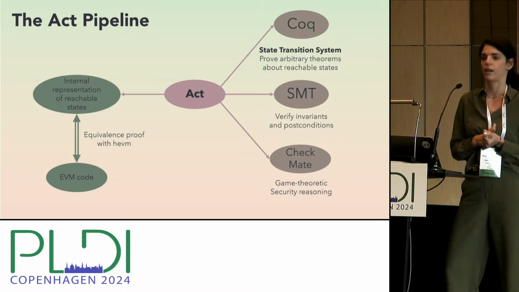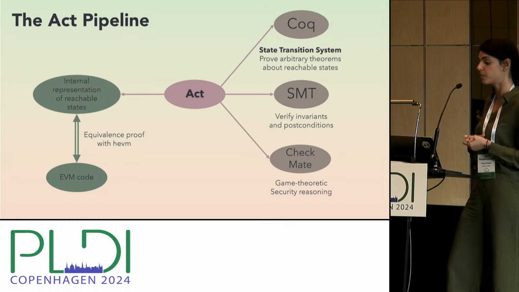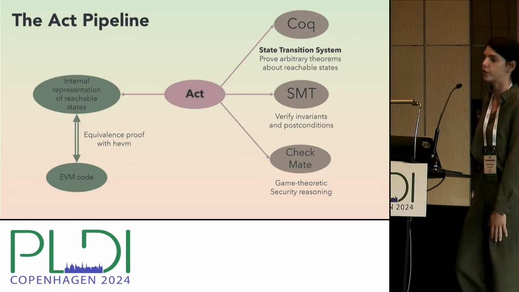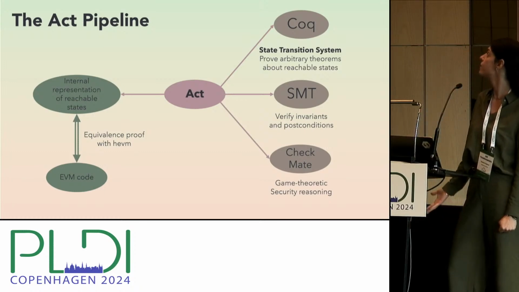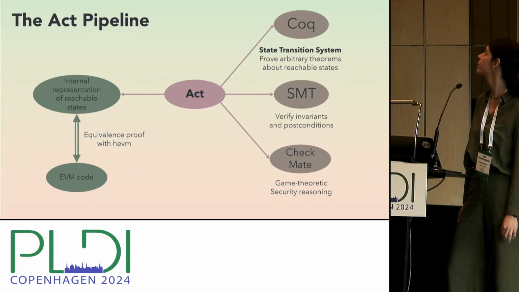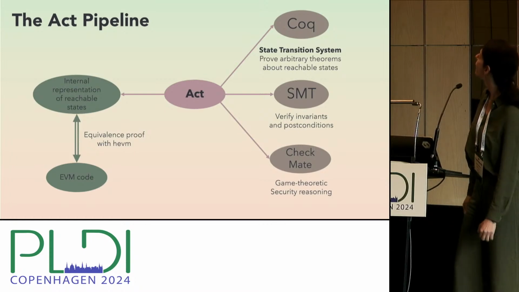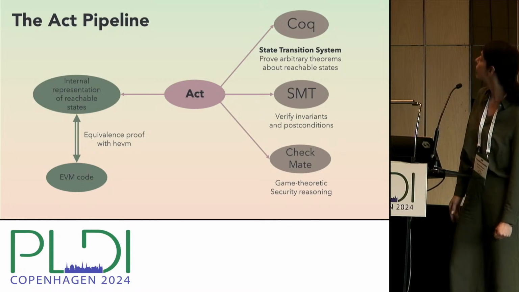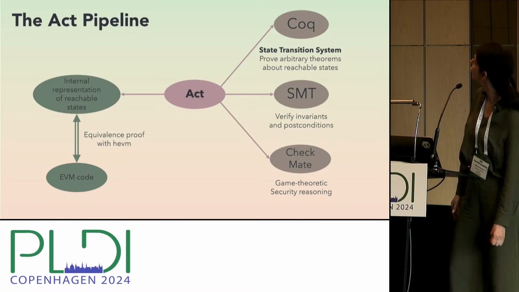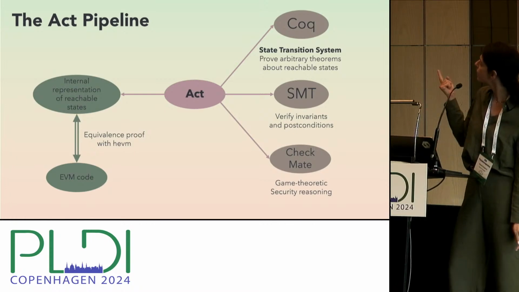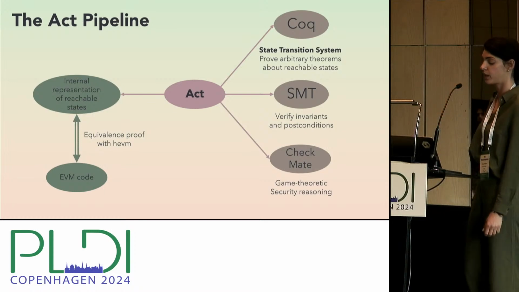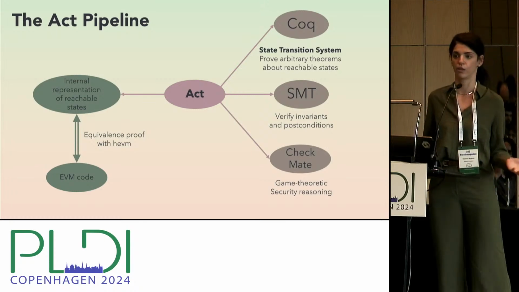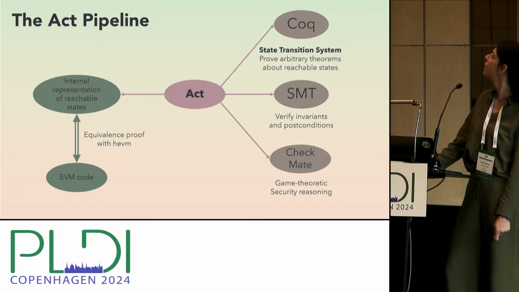We encode the contract as a state transition system, and then we can prove arbitrary theorems about all possible reachable states. And we can also use SMT solvers to verify invariants and postconditions. And now, from our team, Sophie is working on having a Tick Mate backend for ACT, which lets us prove game theoretic properties and do some security reasoning.